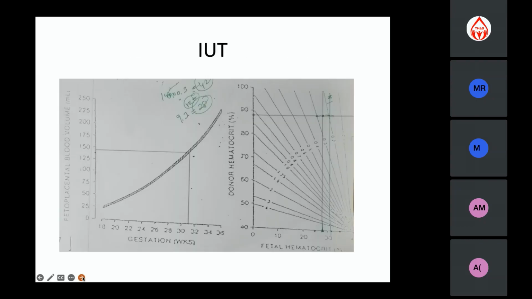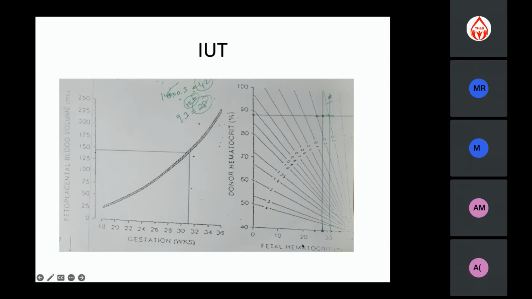A few centers use a graph. The graph is referred to as Mari's graph. Here, for example, if the fetus is around 32 weeks of gestation, you can trace the curve and estimate the fetoplacental blood volume, which is around 140 ml, as pictured on the left side. So the fetoplacental volume is 140 ml in this case, and the fetal hemoglobin was around 9.3 grams, and the hematocrit turns out to be 28%.